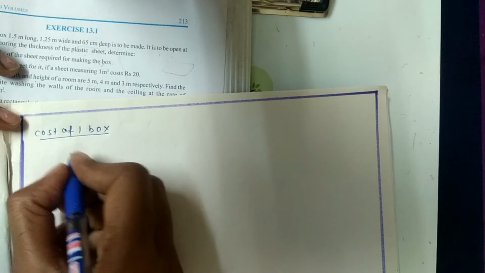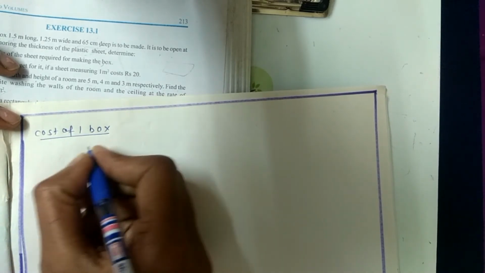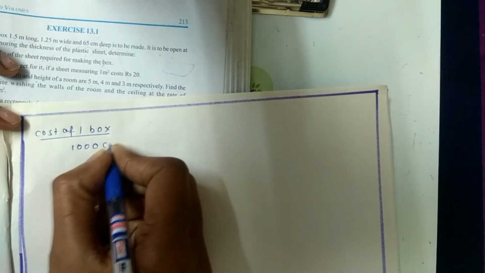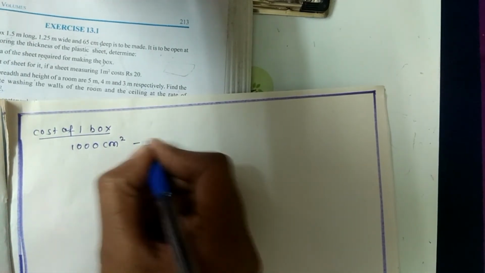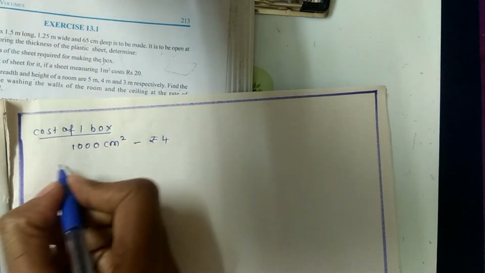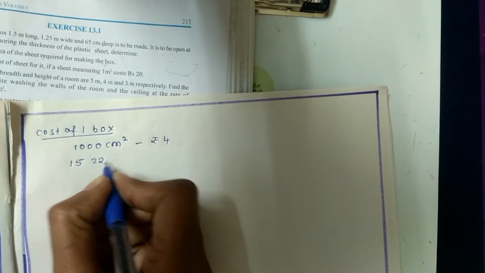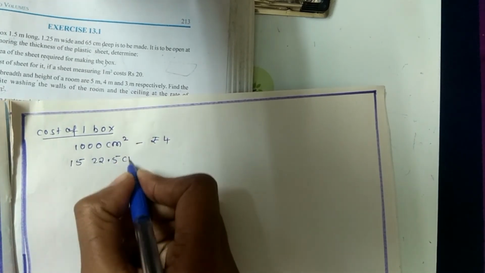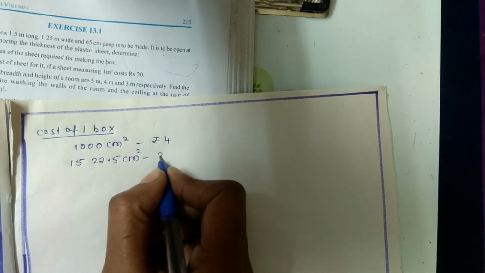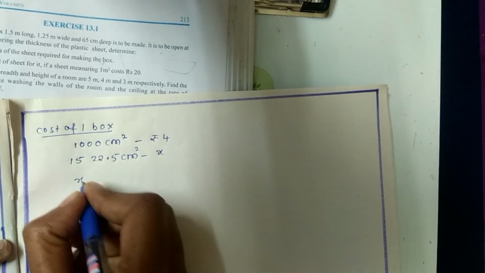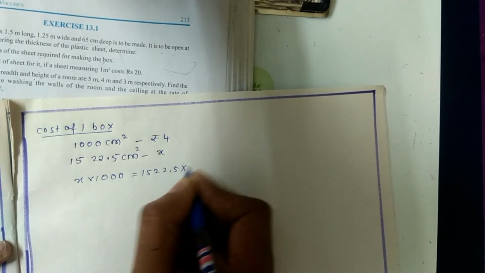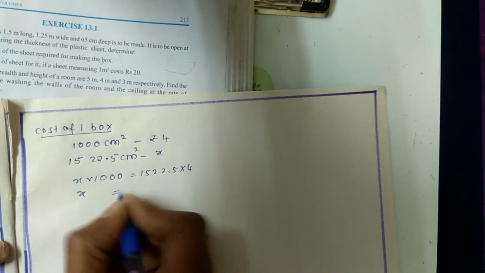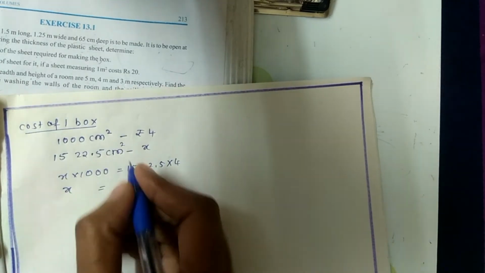It is given that for 1000 centimeter square the cost is rupees 4. Then what is the area of the first box? As we have got 1522.5. This is the area. For this, what is the cost? So we can take this as x. So x into 1000 equals 1522.5 into 4. So x is the cost for this area of cardboard.